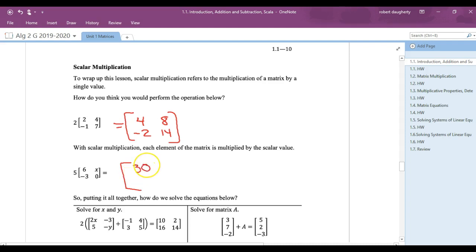30. 5x. And what? Negative 15. And what's the last one? 0. Okay.